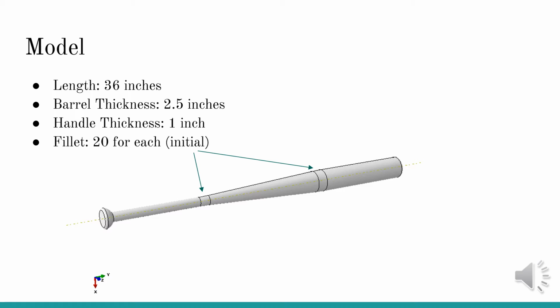I'll be talking about the next few slides, starting with the model. The model was first created in Creo and then moved into Abaqus to implement the fillets. The length and barrel thickness were chosen to fit within the MLB standards that we found. The handle thickness was chosen at 1 inch to remain simple and not too much of an issue. The fillets and rounds we started at with a radius of 20 each. We felt that this was a good general number to start at, as it has room to increase and decrease.